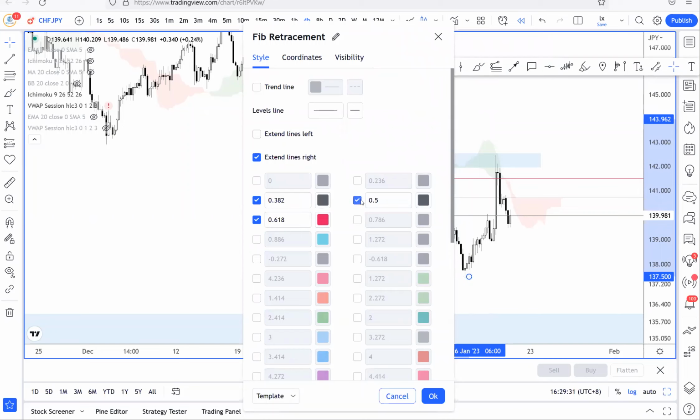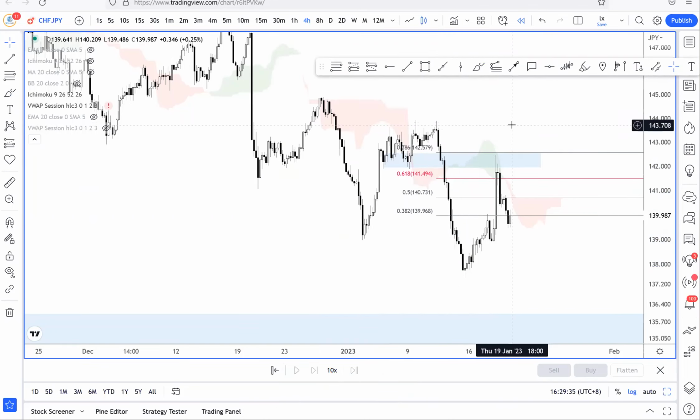I'll open up a few levels. You can see in this example which levels are valid. All these levels, so this is the lowest point. To the right of this lowest point, you can see that price broke above this region, it broke above this. All these levels are not valid.